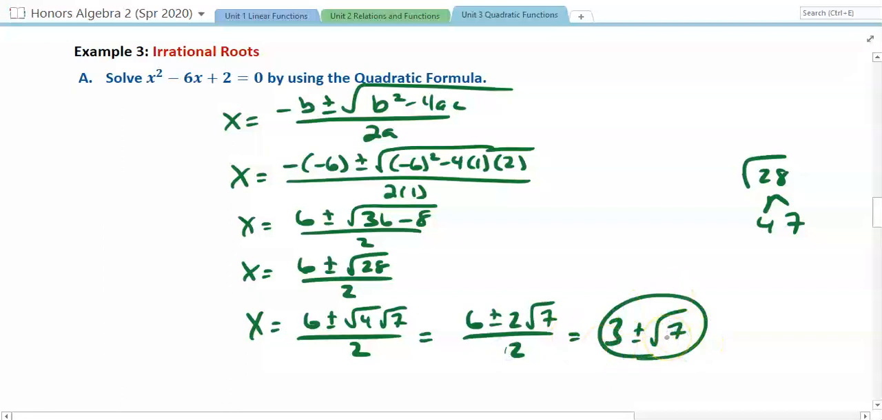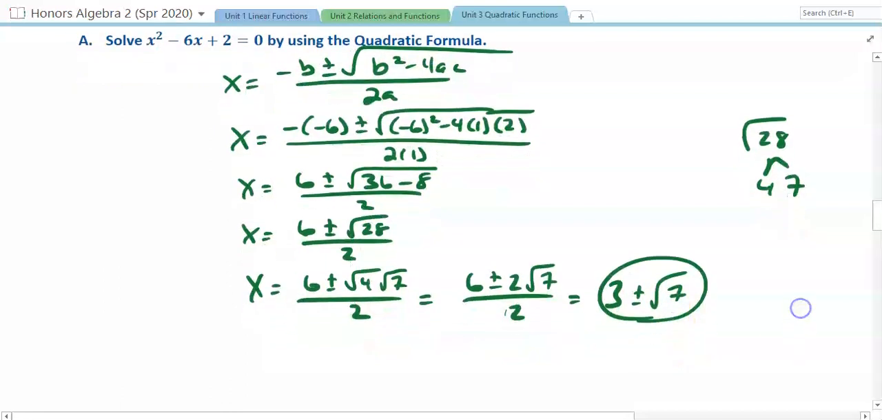This is the solution. Well, two solutions actually, because it would be 3 plus the square root of 7, and then 3 minus the square root of 7. Square root of 7 is about 2.6, and so we're going to end up with something that's about 5.6, and then subtracting, getting about 0.4. If we need the decimals, we can go into our calculator and find them to as many decimal places as we need. But if we don't need them, then this is the precise solution, and we need nothing else. Okay?